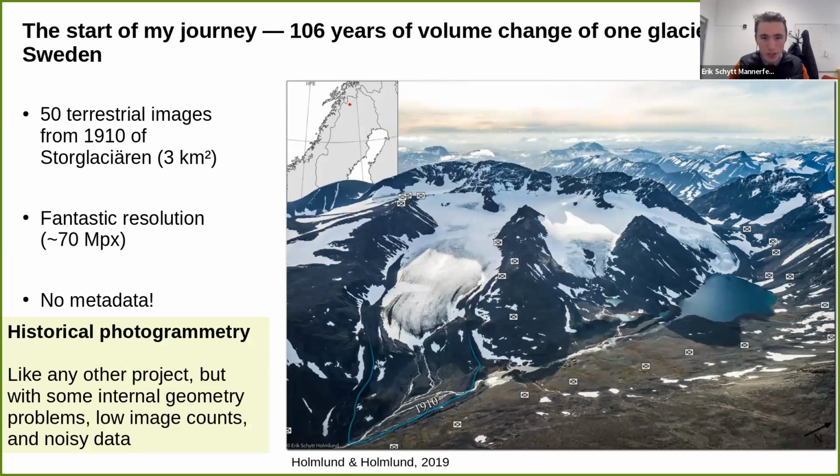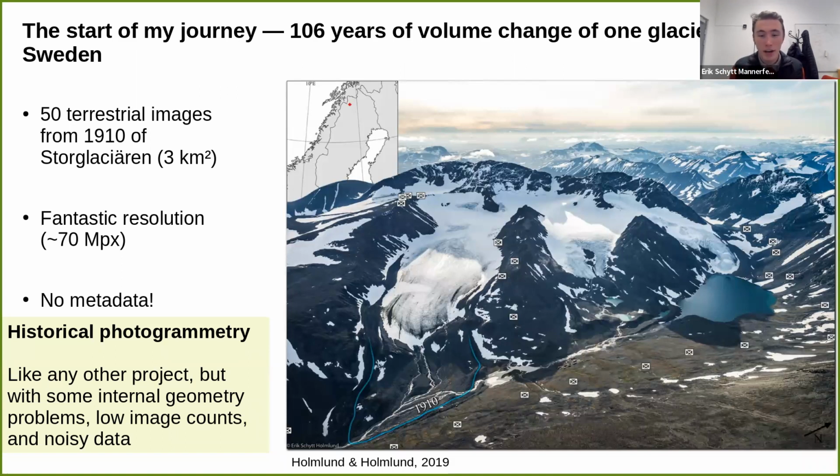So I am Swedish, and in Sweden we have a few glaciers of considerable size. For example, Storglaciären. This is a glacier that most Scandinavians know of. It has been visited quite frequently during the last 150 years. And in 1910, a geography student, 25-year-old, went up and took about 50 terrestrial images of this glacier.